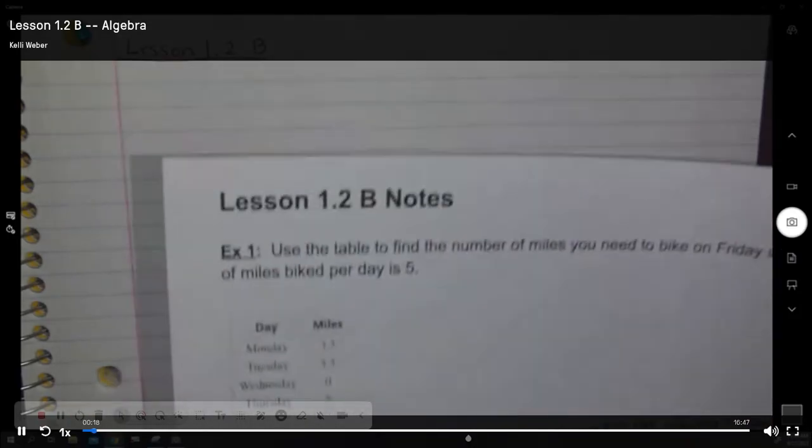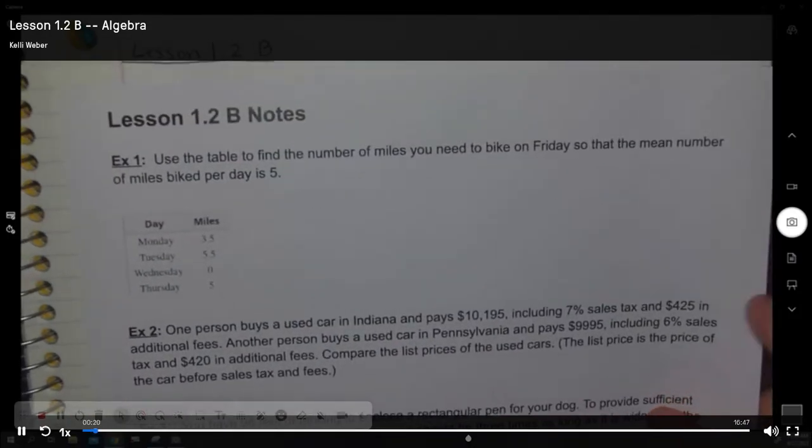This is lesson 1.2b. In this lesson, we are going to be continuing to talk about multi-step equations, but we're going to be writing the equations before we attempt to solve them. So if we're looking at our sheet here, in example 1, it says use the table to find the number of miles you need to bike on Friday so that the mean number of miles biked per day is 5.